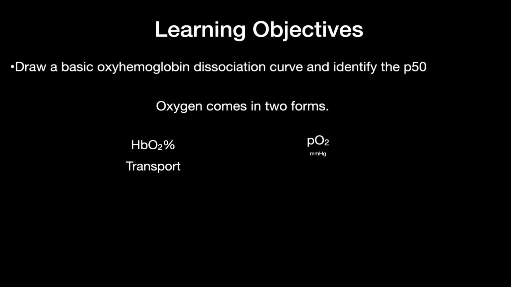The other form of oxygen is when it's dissolved in the plasma as the pressure of oxygen. That is what's used to consume. So the whole point of the oxyhemoglobin dissociation curve is how much is bound to hemoglobin and how much is really being free in the plasma to be used. Both are equally important.